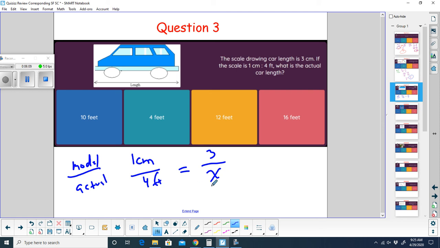Right? If you do the cross products here, you're going to see 1 times X is X, 4 times 3 is 12, so 1 goes with 4, like 3 goes with 12, meaning that 12 feet is the actual length, which should make sense because if 1 centimeter goes with 4 feet, well, 3 groups of 1 would be 3 groups of 4, which is 12 feet. Let's move onward.